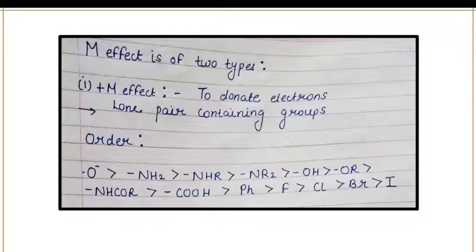Okay, now this resonating effect or mesomeric effect can be of two types. Number 1 is your plus M effect and number 2 is your minus M effect. The groups which can donate electrons are known as plus M groups, or you can say the groups which have the presence of lone pairs. The lone pair containing groups are included in the plus M group, and the effect shown by these lone pair containing groups is known as plus M effect.